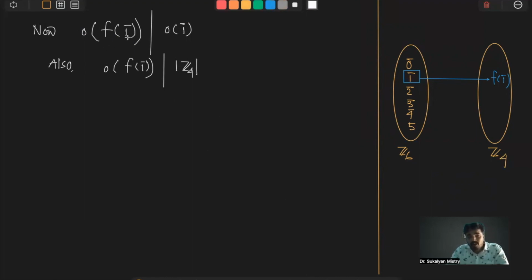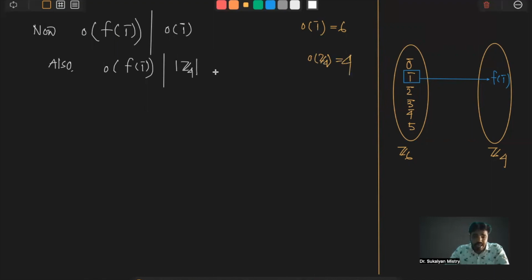So order of F1 bar divides order of Z6. Also order of F1 bar divides order of Z4. Clear? So that means order of F1 bar is a common divisor of the order of Z6 and the order of Z4. What is order of Z6? Order of Z6 is 6. And what is order of Z4? Order of Z4 is 4.